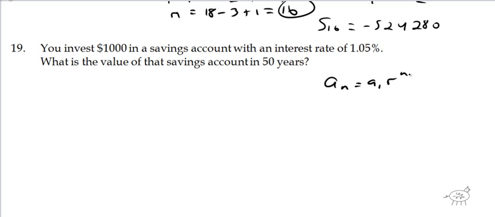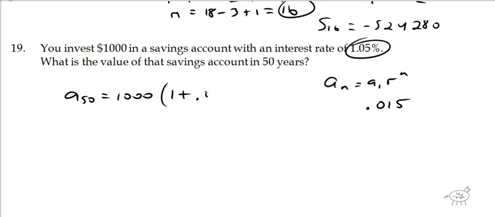Okay, so it's going to be A sub 50 equals $1,000 times my interest rate is 1 plus, and what's 1.05%? That's the tricky thing about it. It's 0.015. So 0.015. That's the 50th power. Okay, and then you just basically multiply all that out, and you get A sub 50 comes out to be 1,685.84, round to the nearest cent. Okay.